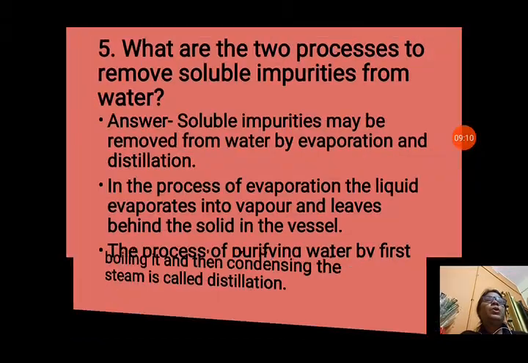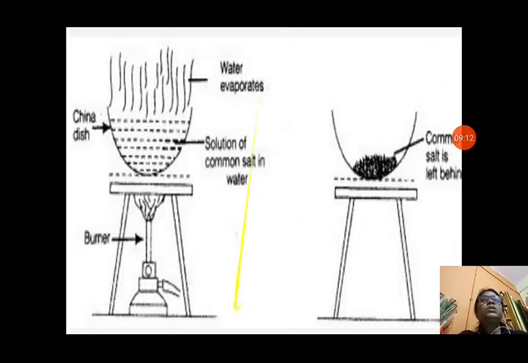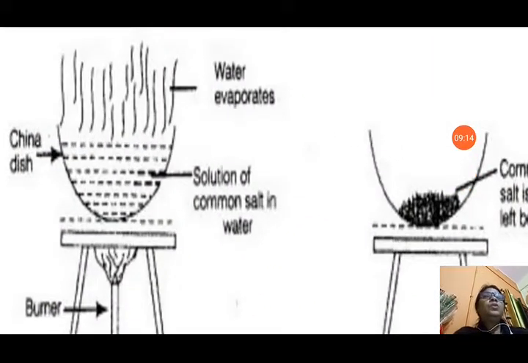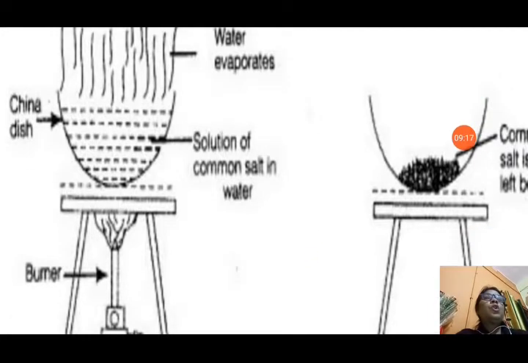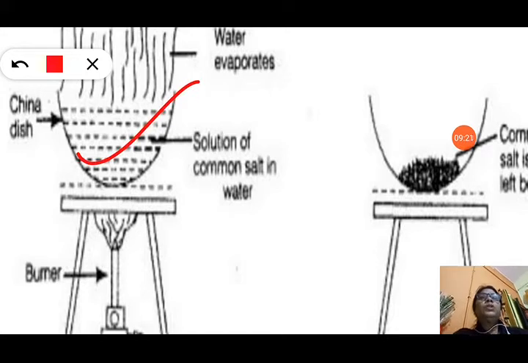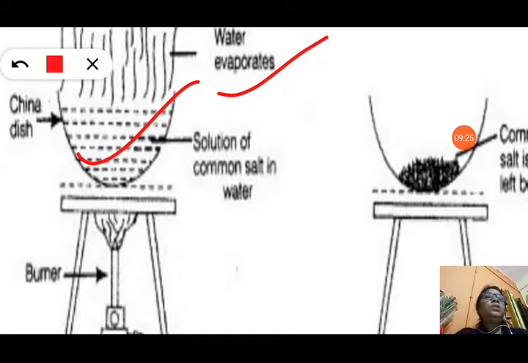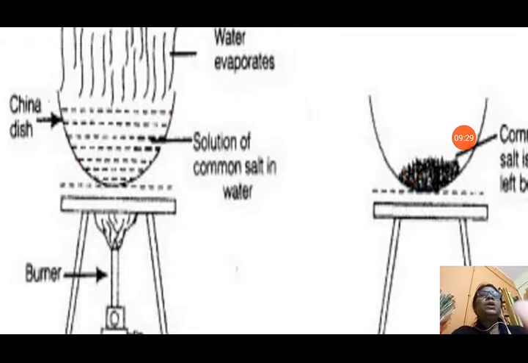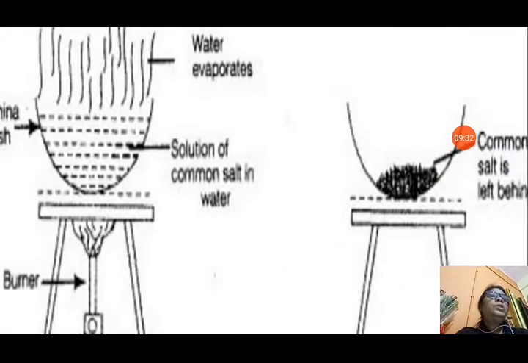Let us see the pictures of these processes. You can see in this picture, we have taken a solution of common salt and water. The solution of common salt and water is heated by the burner, and you can see the water evaporates. In the second picture, it is shown that the solid residue is left in the container. Solid residue, common salt, is left behind in the container. We can collect the solid residue.